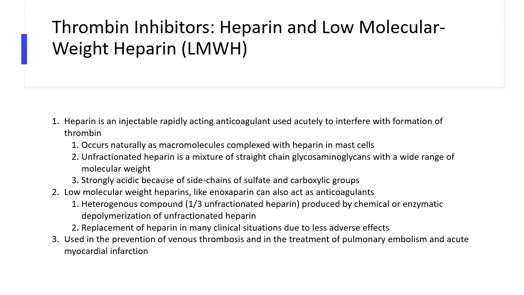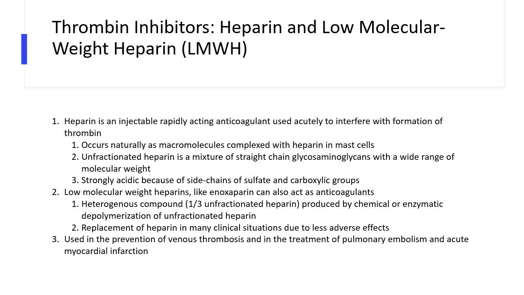Heparin is an injectable rapidly acting anticoagulant used acutely to interfere with the formation of thrombin. They occur naturally as a macromolecules complex with heparin in mast cells. Unfractionated heparin is a mixture of straight-chain glycosaminoglycans with a wide range of molecular weight. They are strongly acidic because of side chains of sulfate and carboxylic groups.